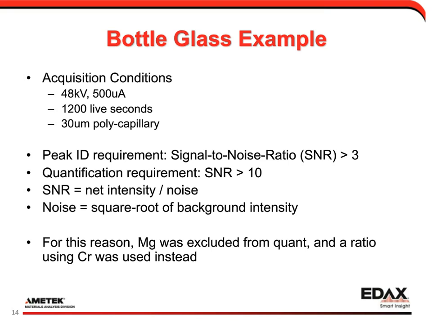So using those requirements, actually in this particular scenario, magnesium was excluded from the quant. It did not satisfy these conditions. It did not have a sufficient peak to background or signal to noise ratio, and so instead we chose chrome as a potential replacement for the ratio where magnesium would be used.